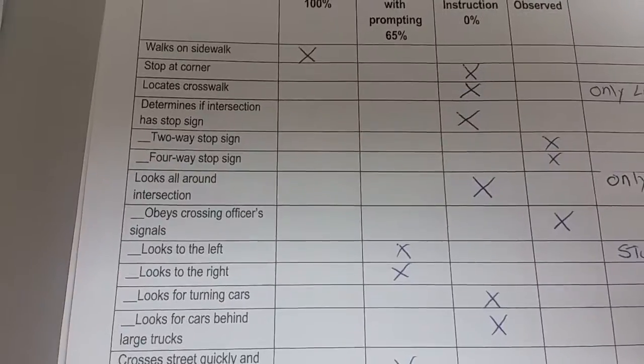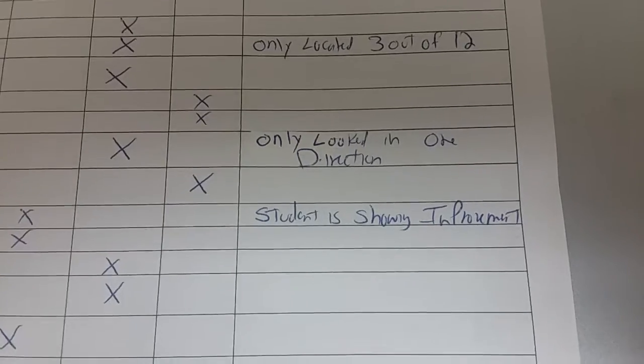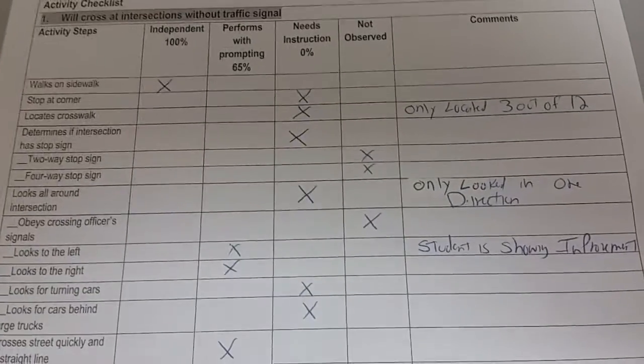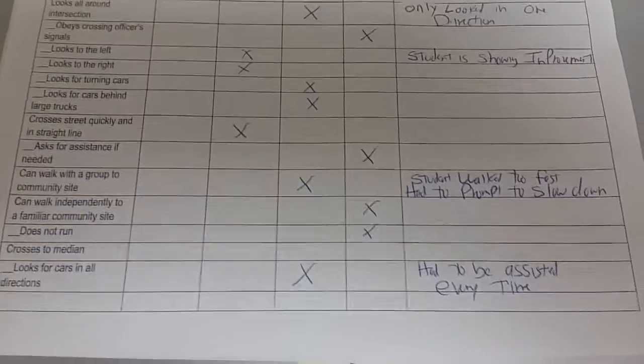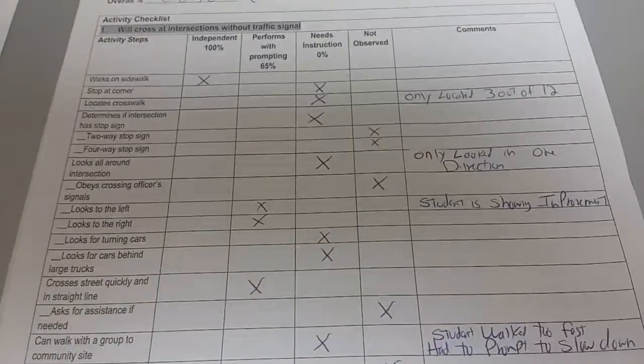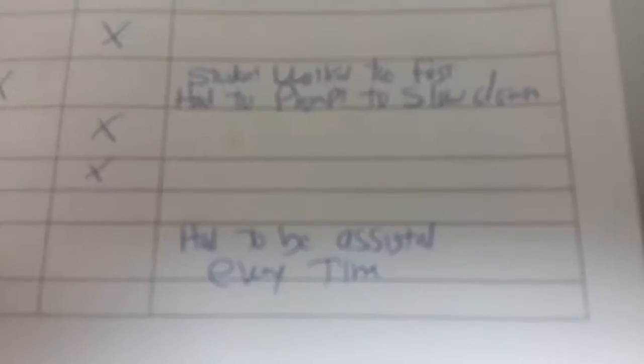For this one, looks to the left, we have with prompting, and here it says student is showing improvement. And we have that because on the last one we did, or two of them that we did before this, the student couldn't do it. But now we're improving, so we're showing improvement. And of course, we fill these out as we go. Looks for car in all directions. We have 0% for that one. And we make our comment here, had to be assisted every time.